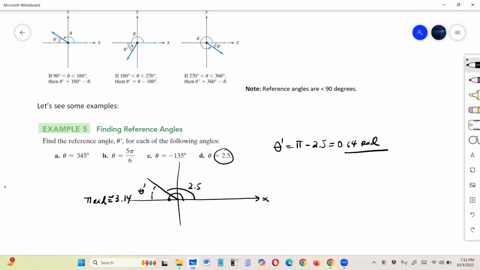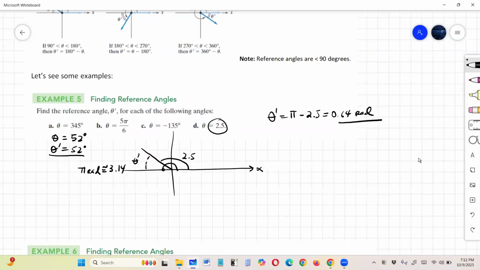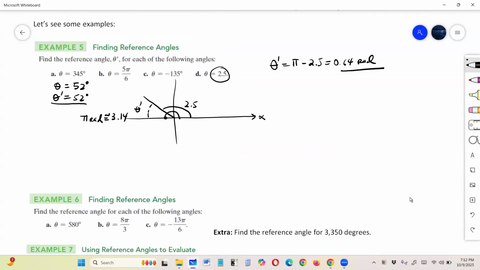And obviously, if we had given you an angle that is 52 degrees, because it's in the first quadrant, obviously the reference angle is 52 degrees. But so then we know how to find a reference angle in the first, second, third, and fourth quadrant. So it should not be a problem for us. So reference angle is always an angle less than 90 degrees formed with the terminal side of your angle and the x-axis.